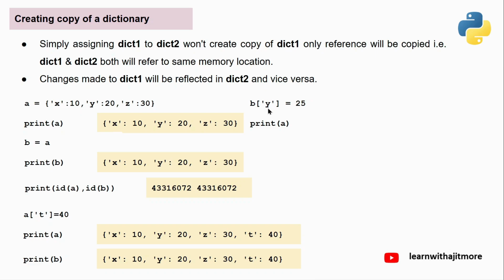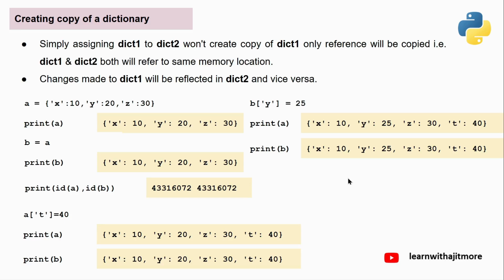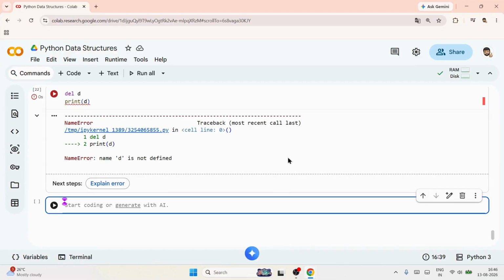And same way अगर B ने Y का वैल्यू चेंज किया, B ने Y का वैल्यू 20 से 25 किया, तो वो चेंजेस दोनों को दिखेगा। देखो A को भी Y 25 दिख रहा है और B को भी Y 25, बिकॉज वो अलग है ही नहीं। अंडरस्टैंडिंग ना?